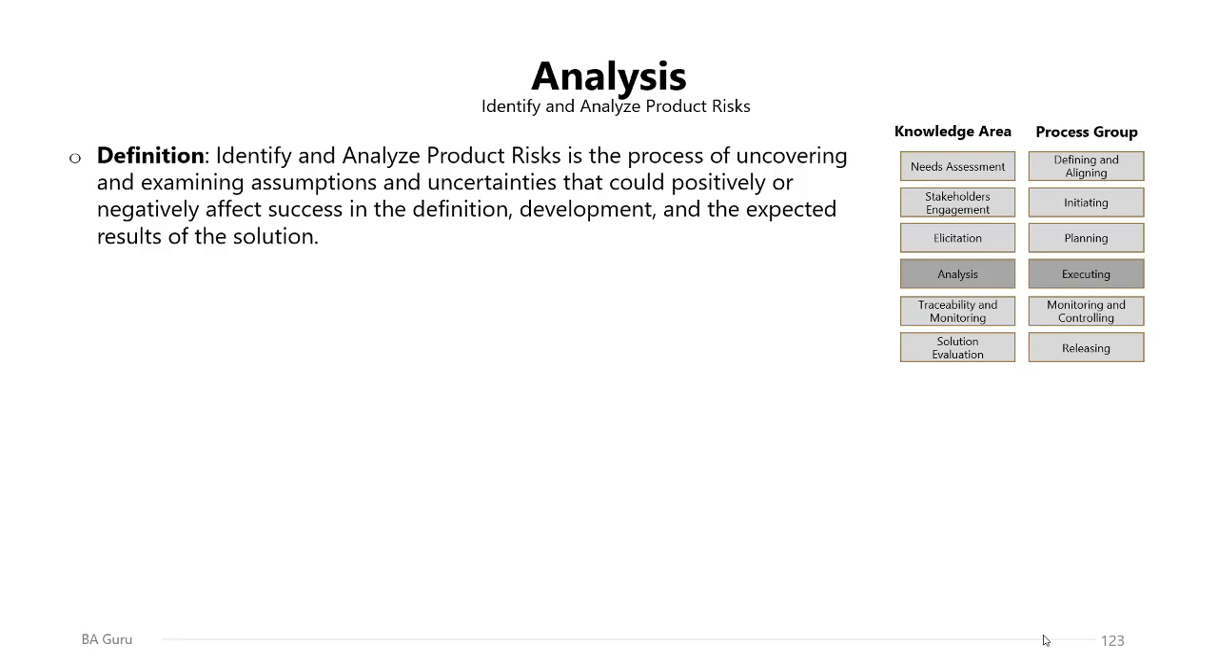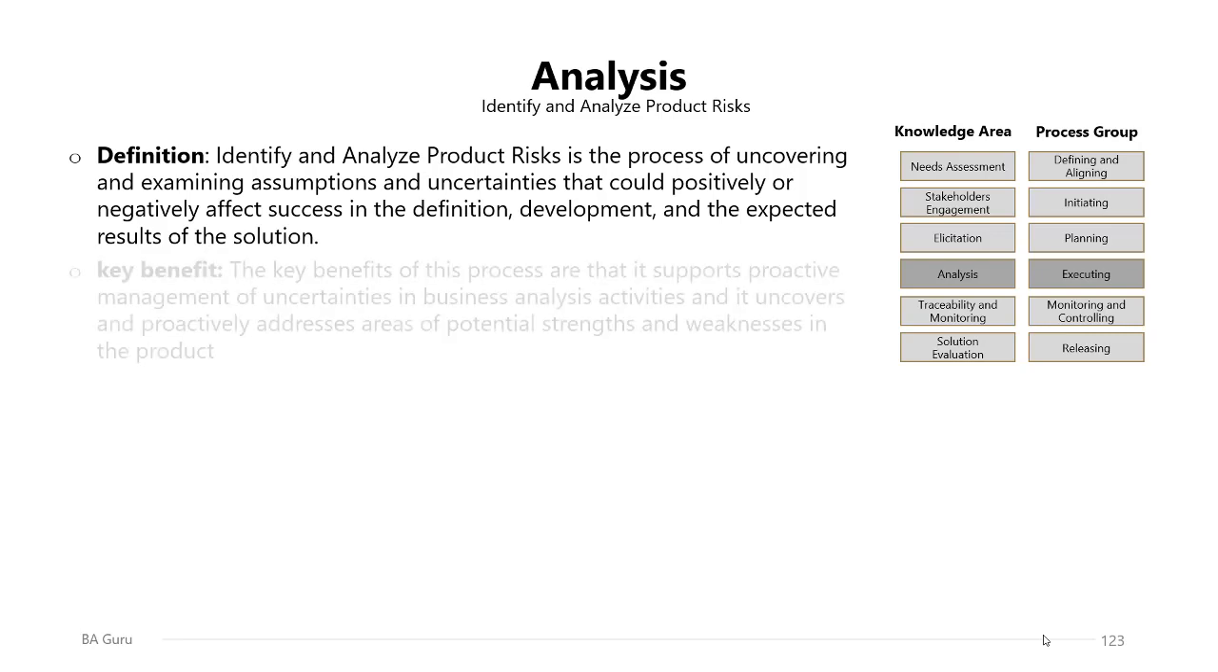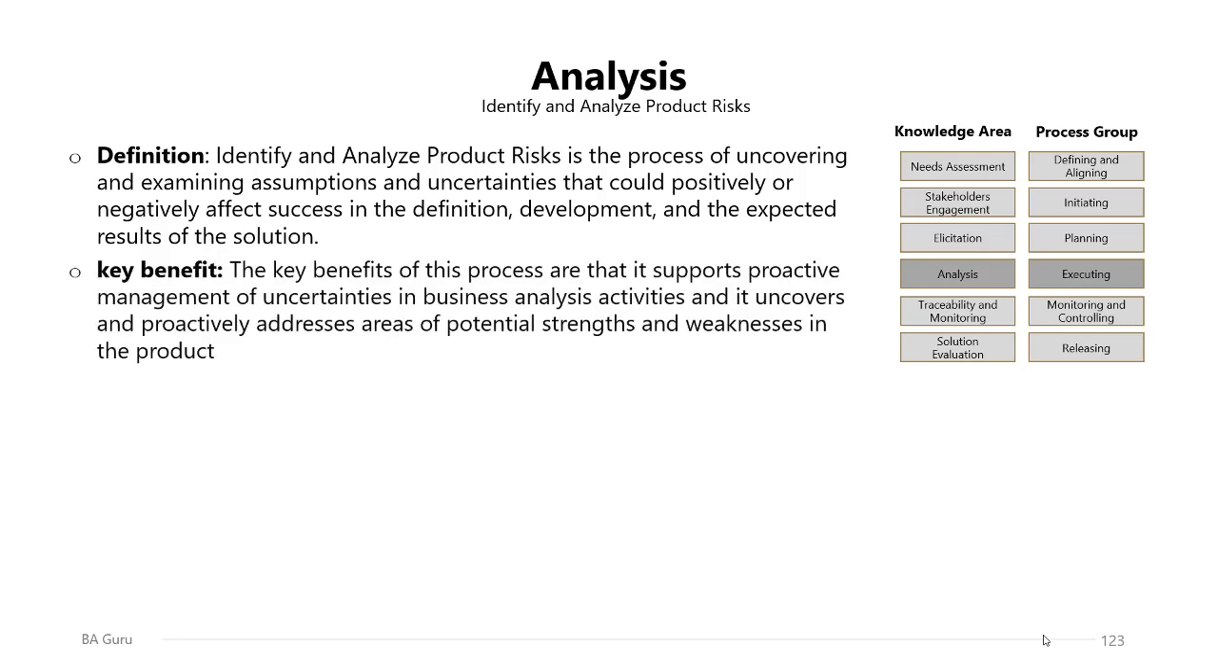So as per the PM book, the risk is defined as an uncertain event that, if it happens, might affect the project positively if it was an opportunity or negatively if it was a threat. Now, the key benefits of the identify and analyze product risks process are that it supports proactive management. You are being proactive when dealing with risks of uncertainties in business analysis activities, and it uncovers and proactively addresses areas of potential strengths and weaknesses in the product.